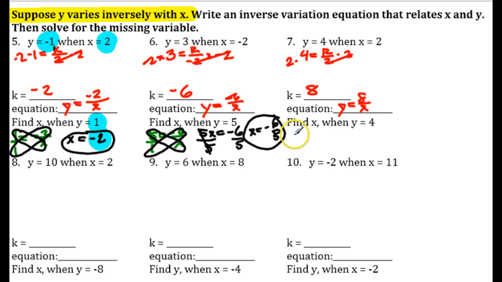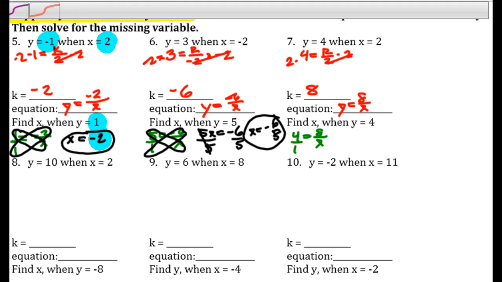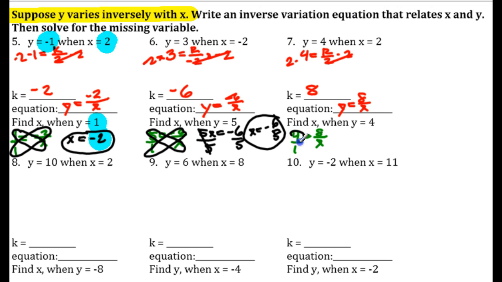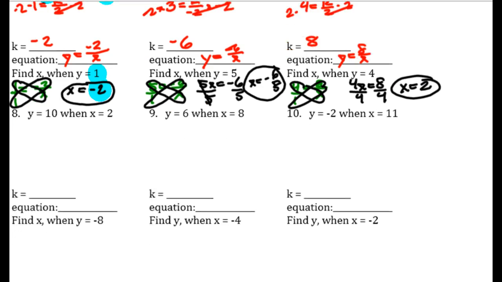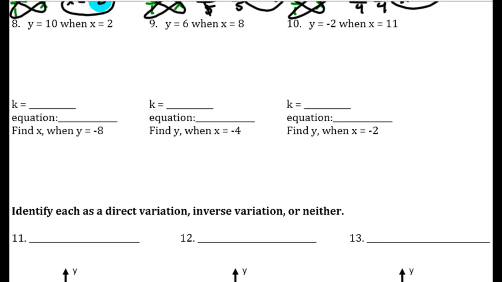So let's plug it in here. The y is 4 equals 8 over x. We're trying to find x. So let's throw this over 1 so we can cross multiply. So 4 times x is 4x equals 8 times 1 is 8. Divide both sides by 4. Final answer, x equals 2. Okay? Alright, so pause the podcast. Try numbers 8, 9, and 10 on your own and check your answers.